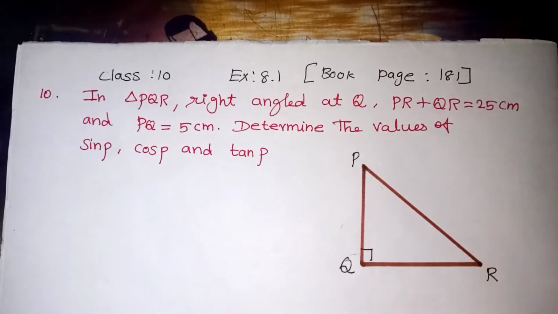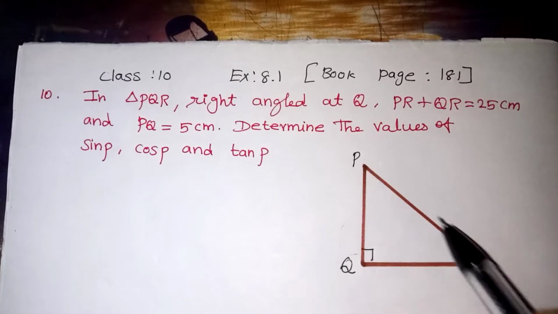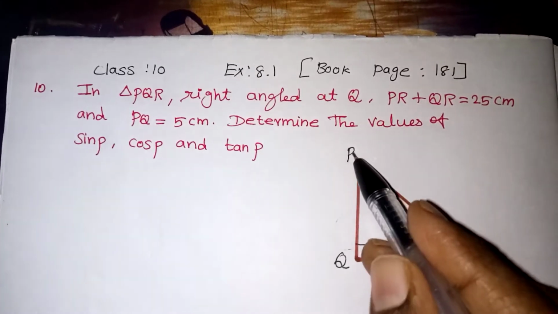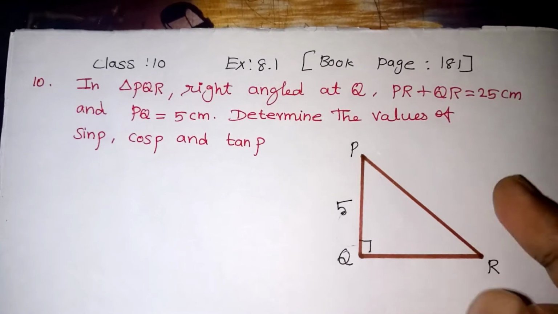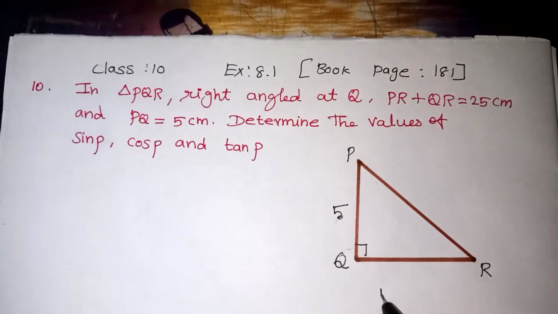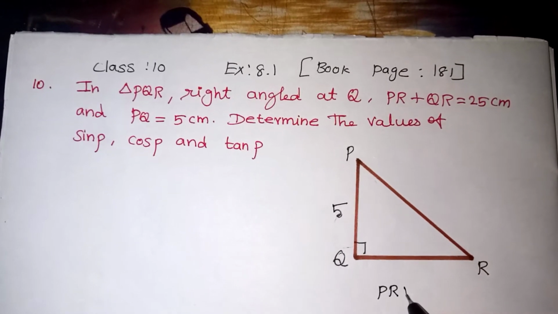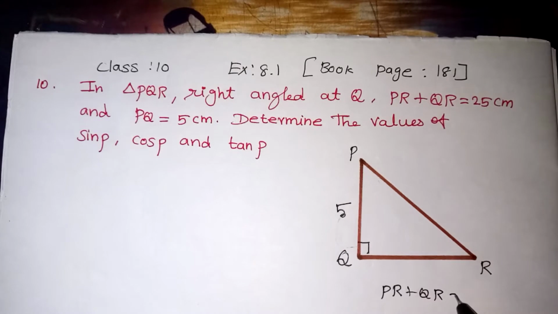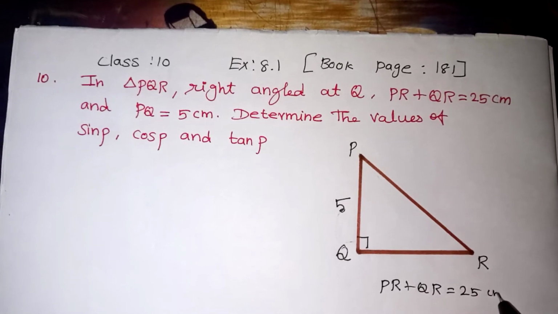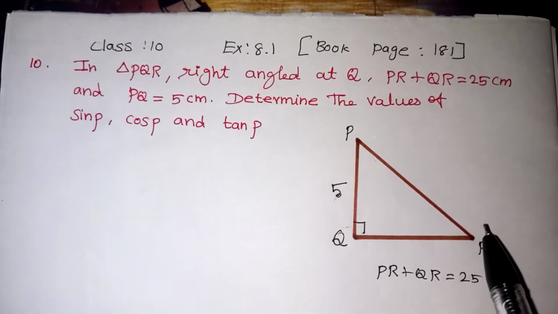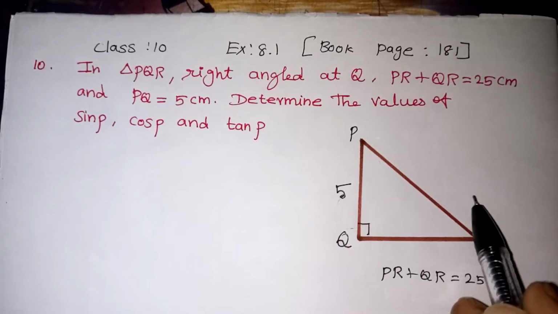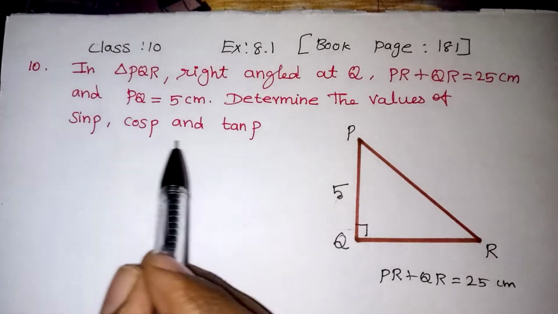PR plus QR is 25. PR plus QR, the addition should be 25 and PQ alone 5 centimeter. So this 5 is given. These two sides separately I don't know, but they have given us PR plus QR is 25 centimeter. Now determine the value of sin P, cos P and tan P. Anyway we need all the three sides, then only we can determine these values.